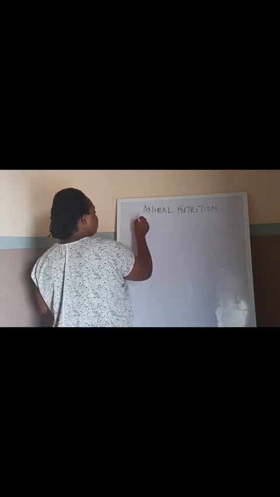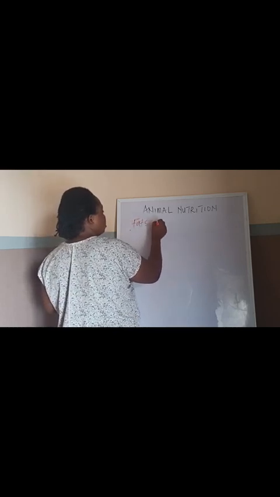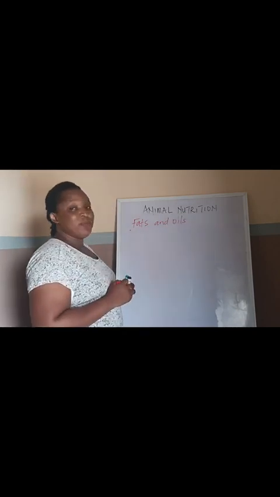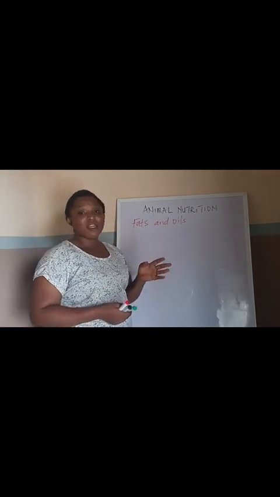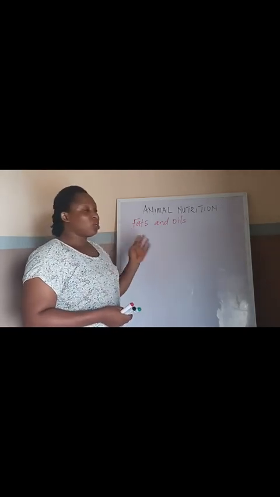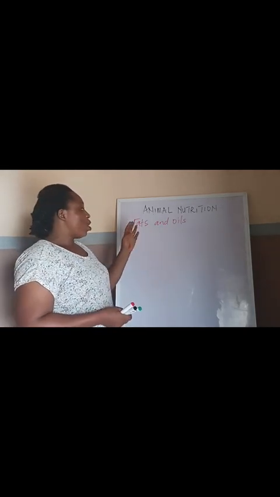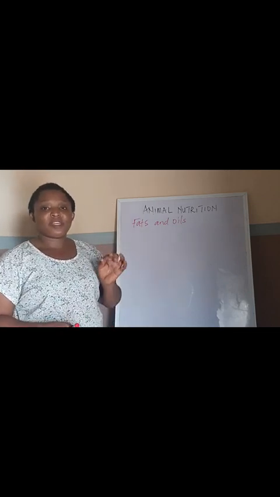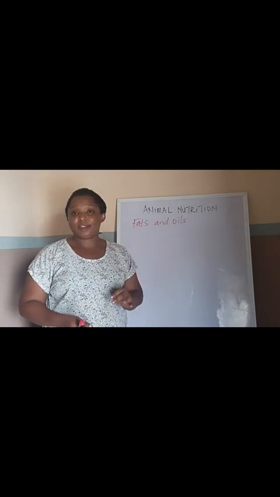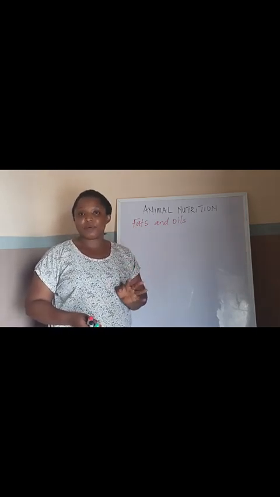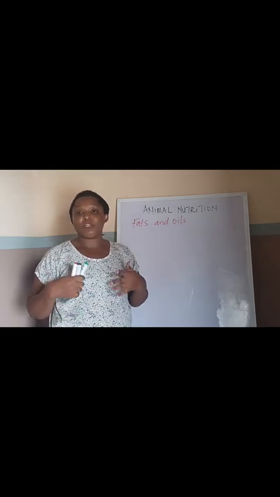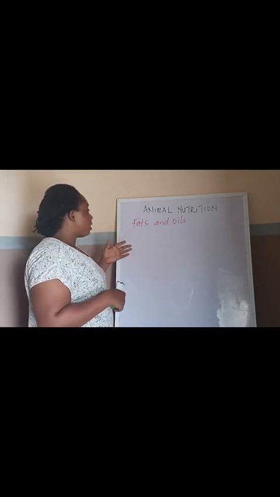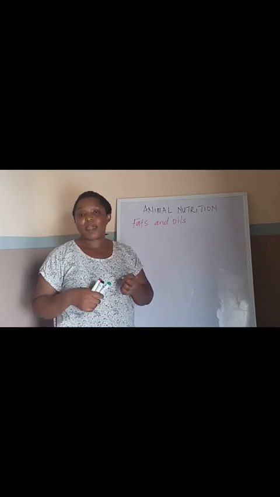Now we are going to fats and oils. Fats and oils are lipids. Fat is a solid lipid, while oils are liquid lipids at room temperature. During digestion, they are both hydrolyzed into fatty acids and glycerol, and then absorbed into the lymphatic system. Fats and oils are part of the food substances that are taken by animals.